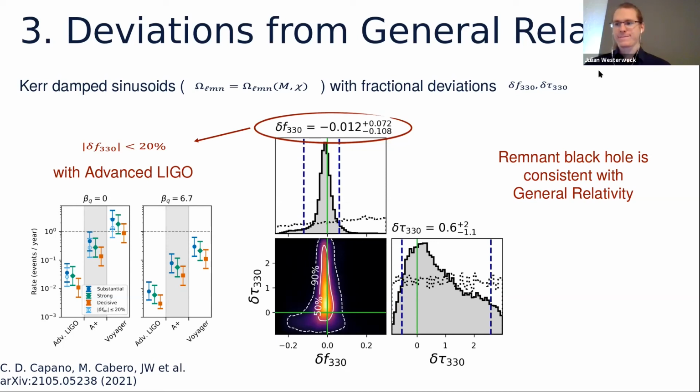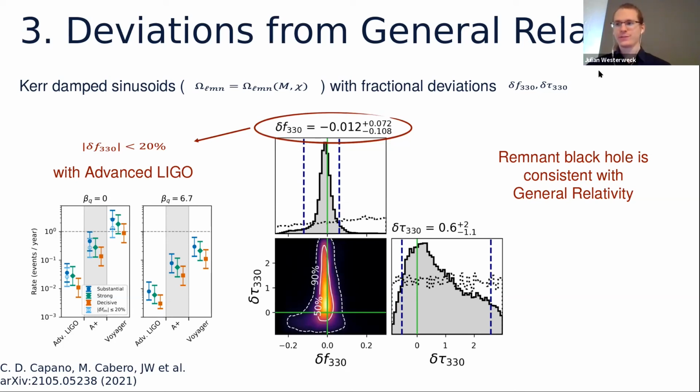And the previous studies that we made suggested that the level we're interested in to test these deviations is to constrain them to less than 20%. And this we expected to be possible only with future detector designs on reasonable timescales. However, for this event, we actually find that we can constrain the deviation in frequency to be less than 12% from the predicted value for general relativity.